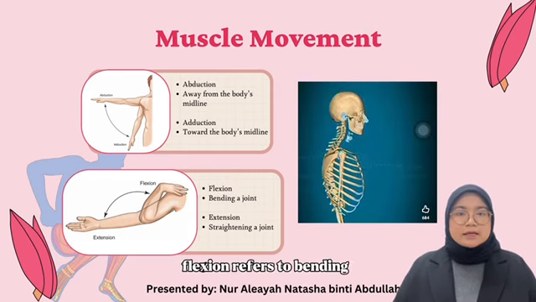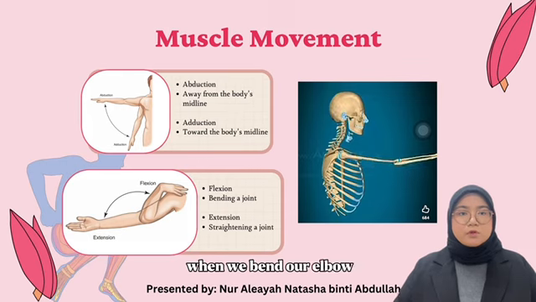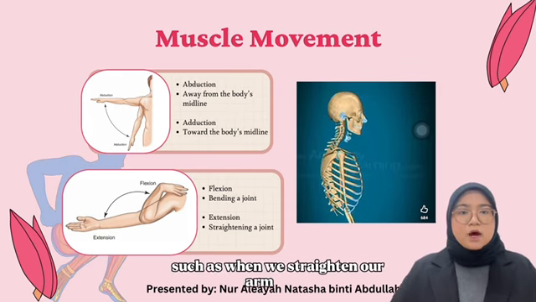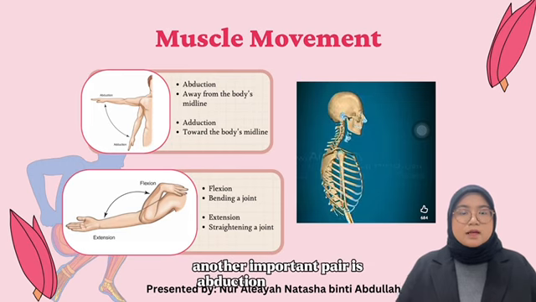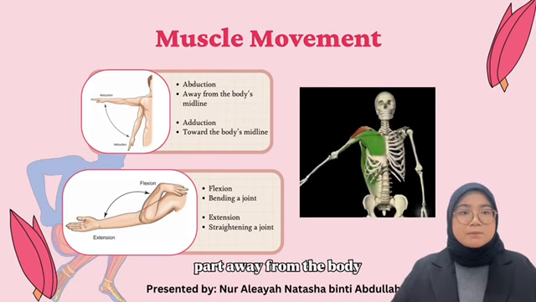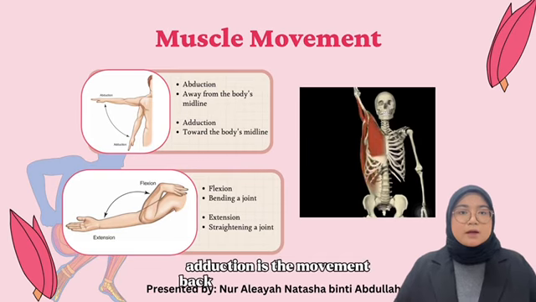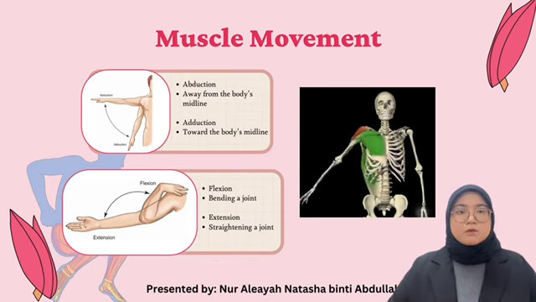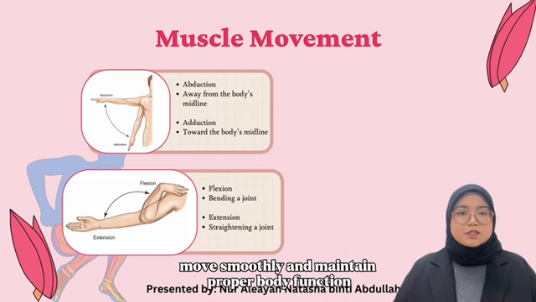Flexion refers to bending a joint, for example, when we bend our elbow. In contrast, extension means straightening the joint, such as when we straighten our arm again. Another important pair is abduction and adduction. Abduction is the movement of a body part away from the body midline, while adduction is the movement back toward the body midline. These opposite movements work together to help your body move smoothly and maintain proper body function.